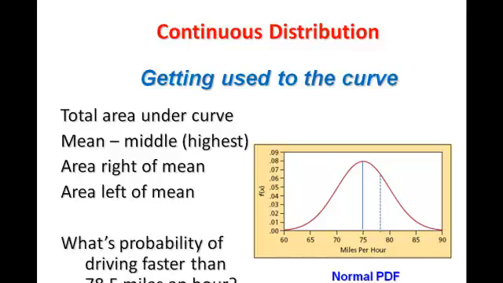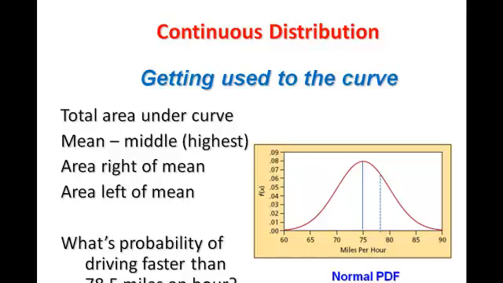So area to the left, area to the right of the mean. And I have asked this question: what is the probability of driving faster than 78.5 miles an hour? Well, I drew in this dashed line to represent 78.5 miles an hour. The reason I drew that in is because you need to be doing the same thing when you're first learning continuous distribution problems.